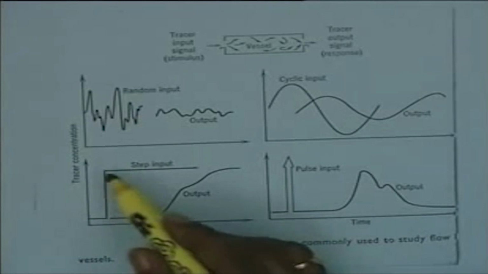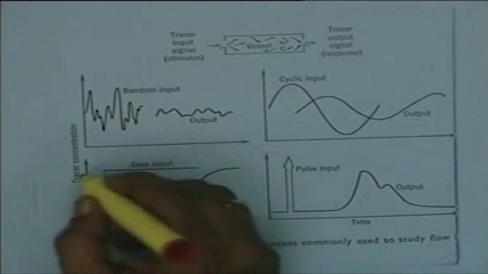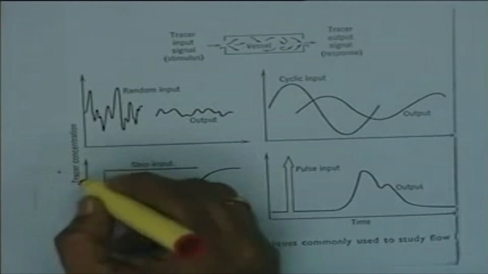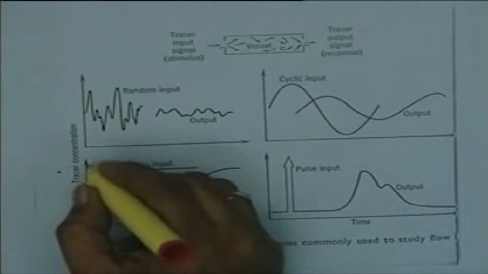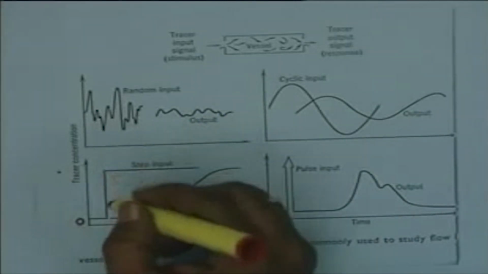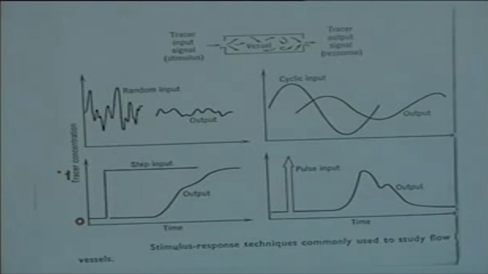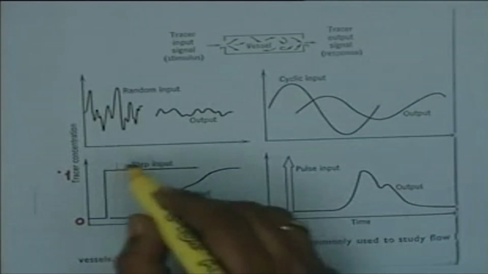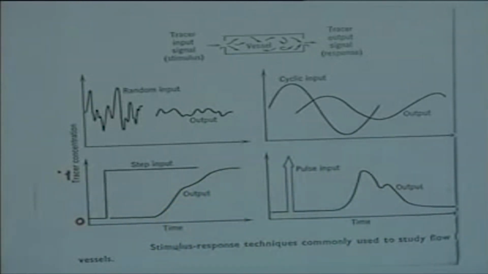Then we can have a step input, that means initially the tracer concentration is set at 0, and then it is raised suddenly after some time t, so that in the feed stream you continuously supply a tracer at, let us say, 100% concentration. This input, in the reaction vessel, will come out in the form of an exponential behavior.